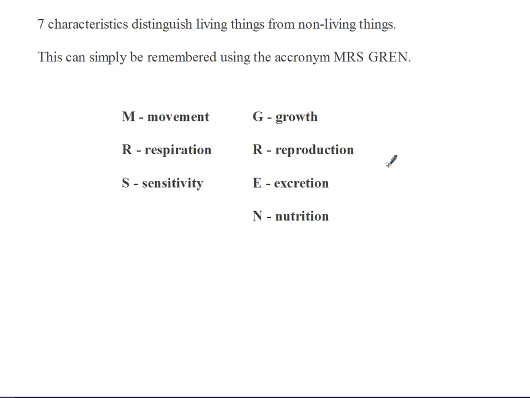Now, we can use the acronym Mrs. Green to easily remember our 7 characteristics. M stands for movement, R stands for respiration, S stands for sensitivity. And these are the words for the Mrs. G stands for growth, R for reproduction, E for excretion, and lastly N for nutrition. Remember, the R's can be interchanged.